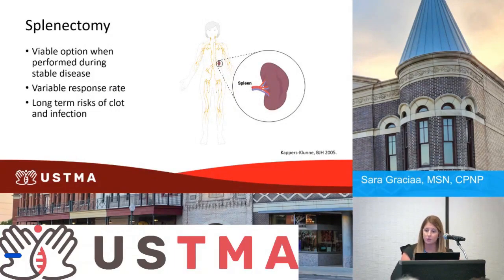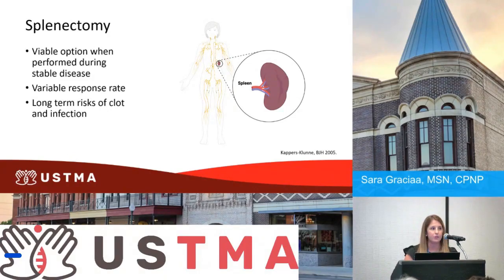Another option for refractory patients or patients who don't respond well to standard therapy is splenectomy or surgical removal of the spleen. So the spleen is a major site of antibody production. It's where the memory B cells live, and it's also the site of destruction of many blood cells. So removing the spleen decreases the anti-ADAMTS13 antibodies and decreases the clearance of the functional ADAMTS13 as well.